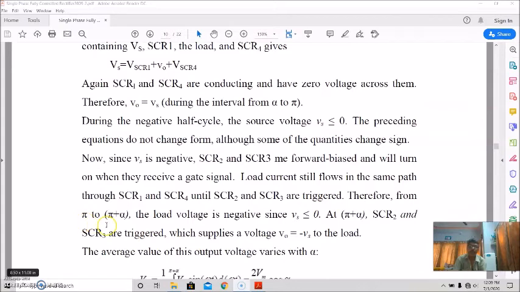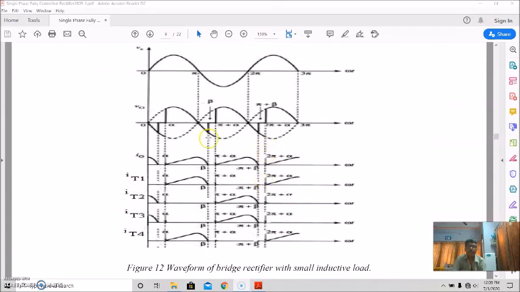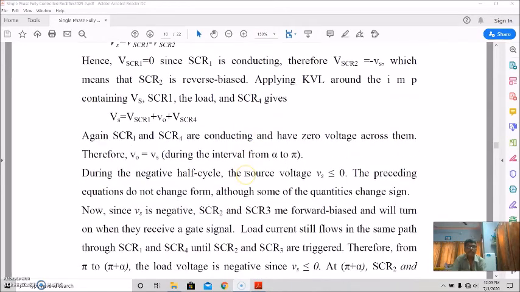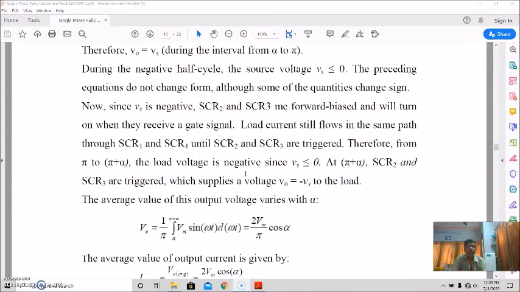Therefore, from pi to pi plus alpha, the load voltage is negative since Vs is less than or equal to 0. So that is shown here. So this load voltage is 0, negative. Now when SCR2 and SCR3 are triggered, V output is equal to the negative of the source voltage supplied to the load.